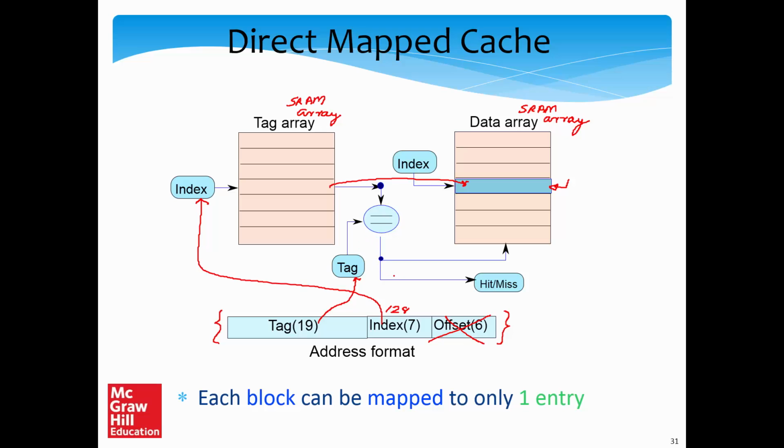It's also faster, so a direct mapped cache is faster than a fully associative cache. The only problem is that it will have a lower hit rate. The reason is that, assume that there are two lines. A block is also called a cache line, so a block is also referred to as a cache line.